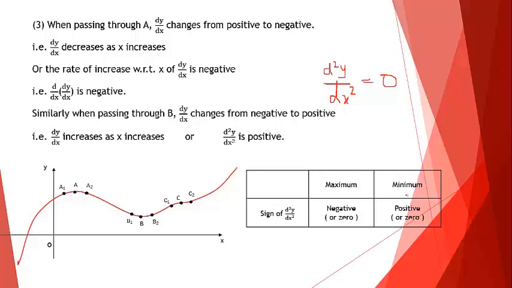But at the minimum point, the sign of d2y by dx2 is positive, or 0. So all these three methods of analyzing the nature of the stationary values are very important, and out of them the first two are the most accepted methods, as the third method fails if at a stationary value of y, d2y by dx2 is found to be 0. So in this case, either of the first two methods has to be used.